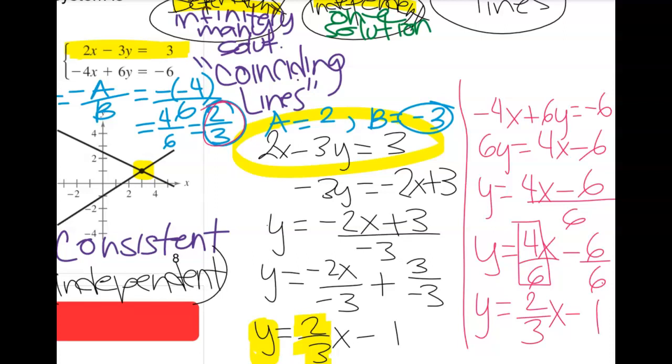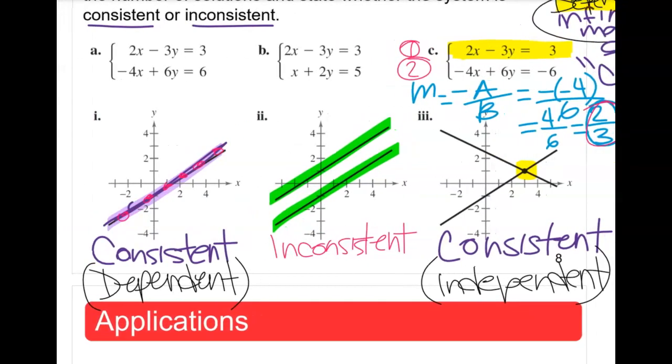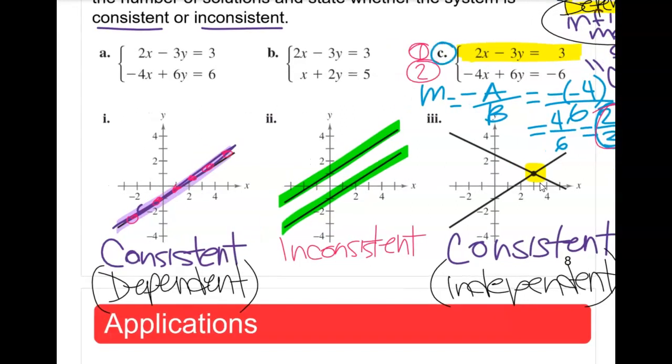So as you could see here, we have not only the same slopes, but we also have the same y-intercept. So what that means is that we have the exact same line, they're just written in a different way. And so what do we say when we have the same line? So that will be C, the system that comes from part C. It goes here with the coinciding lines, the ones that are overlapping.